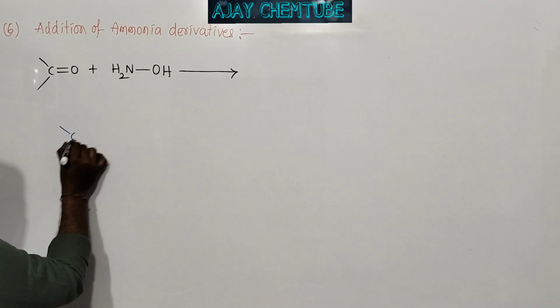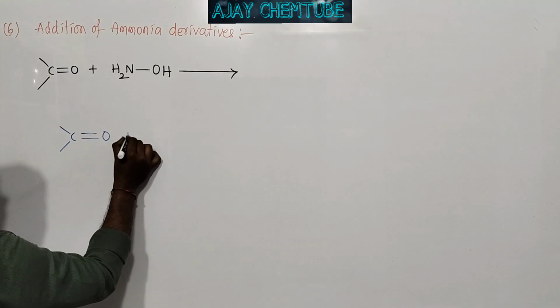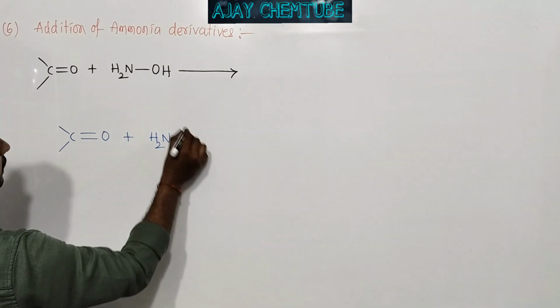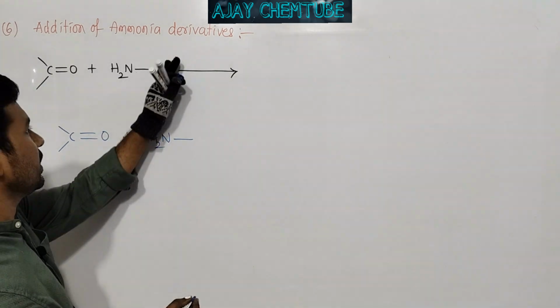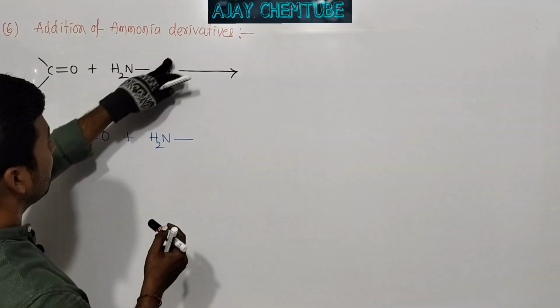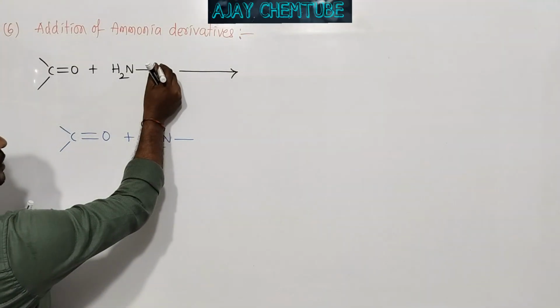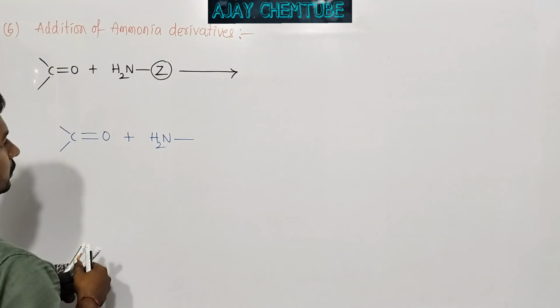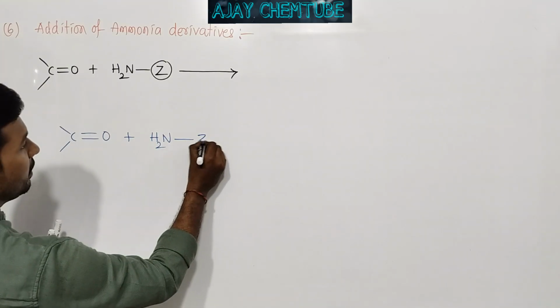C double bond O here, NH2, and this may be anything, for all it is applicable. If it is NH, this may be OH, this may be NH2, this may be anything I will take. So for all, this Z may be anything.